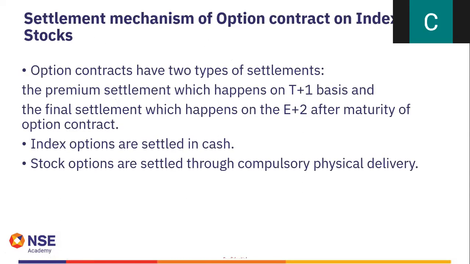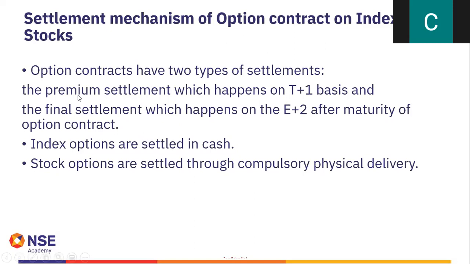Settlement mechanism of options contracts on index and stocks. Now in options, you have two types of settlements, premium settlement and the final settlement, which happens on T plus 2 days after maturity of the option contract. So if the option is expiring on 29th September, that's the expiry date, for example, the final settlement, that is the final money movement or the stock movement, will happen on 1st of October. That is on a T plus 2 basis. Premium settlement will happen on a T plus 1 basis, similar to MTM in futures.